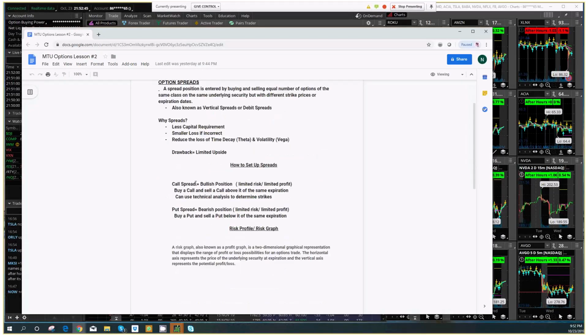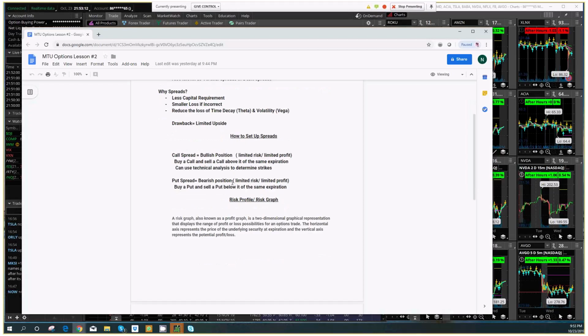Call spread, that's when you're playing it long, is a bullish position. It has limited risk, but it also has limited profit. Again, limited risk. You can only lose what you pay if you're long. So you're buying a call and selling a call above it of the same expiration. And you can use technical analysis to determine the strikes, as we did here. Put spread is the opposite. It's a bearish position, also limited risk, limited profit. You buy a put and you sell a put below it of the same expiration.